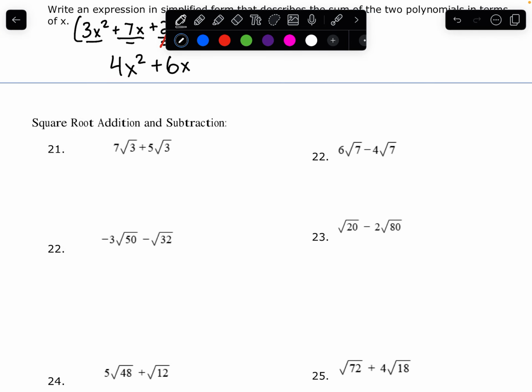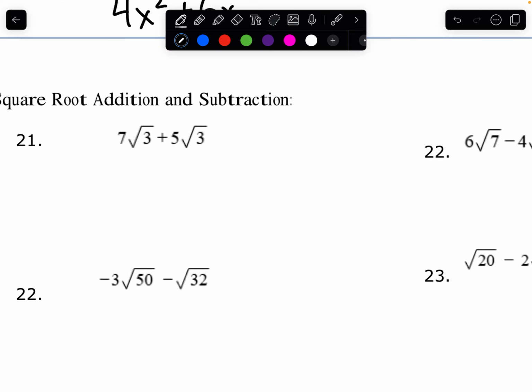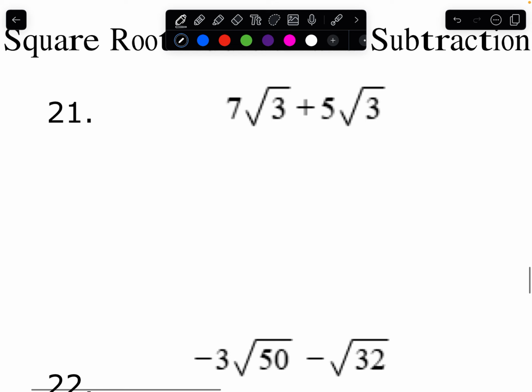Hey guys, for the second part of the day, we're just going to go back to doing some square root addition and subtraction. It's going back to our radicals we were talking about yesterday, right? So I'm going to go to 21. Okay, and very similar to fractions, if the number underneath the house is the same, we can just add or subtract the outside.